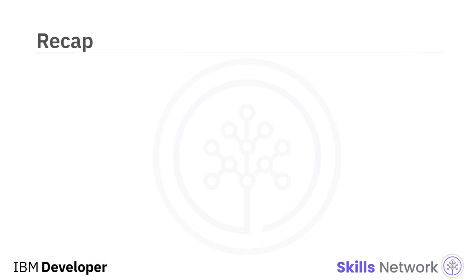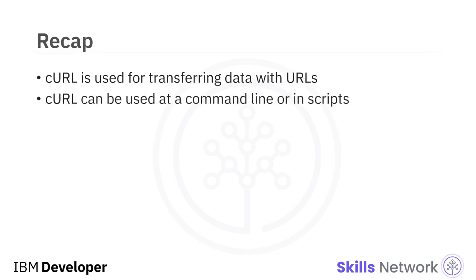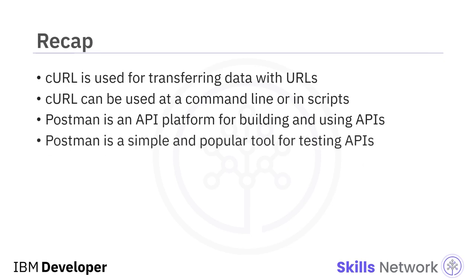In this video, you learned that curl is used for transferring data with URLs. Curl can be used at a command line or in scripts. Postman is an API platform for building and using APIs. And Postman is a simple and popular tool for testing APIs.